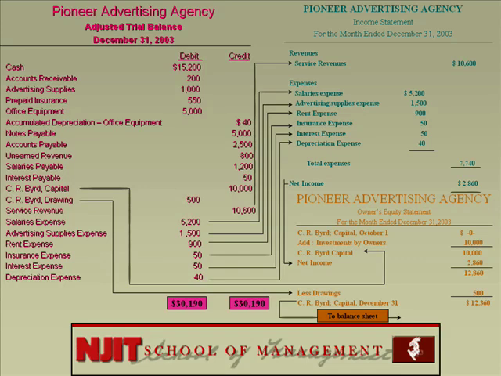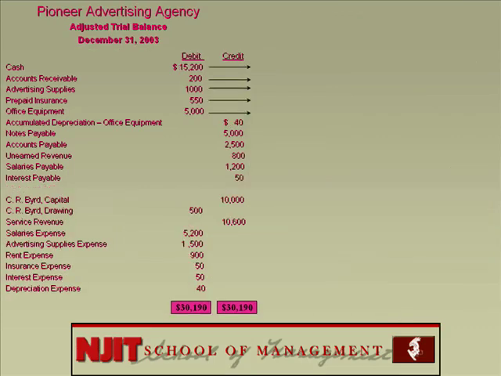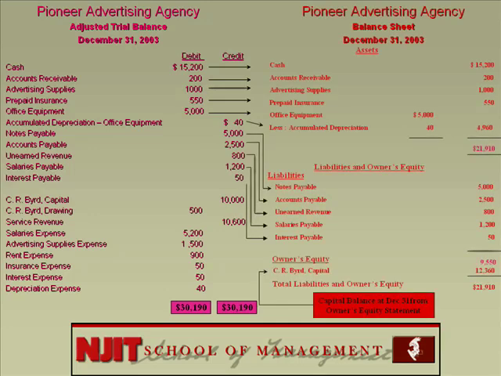If you are done with that, you could go on to the balance sheet. Here it comes. This is the balance sheet. You know it's correct because it balances. Does this tally or correspond with your answer? If so, you have a very good understanding of adjusting entries. This ends this module.